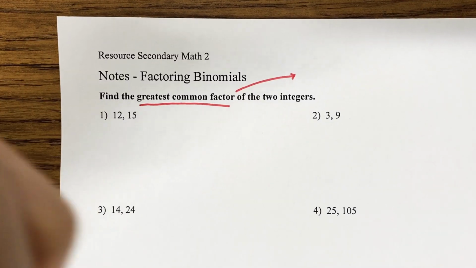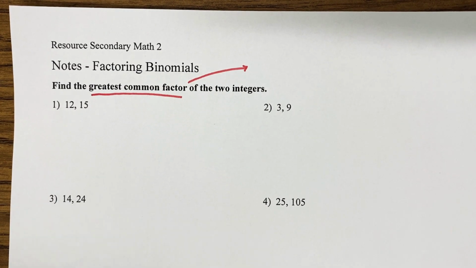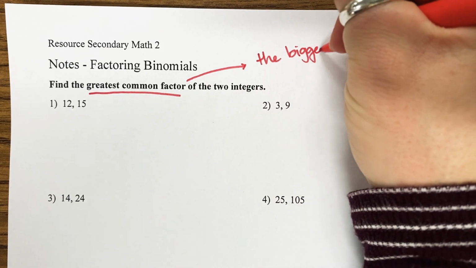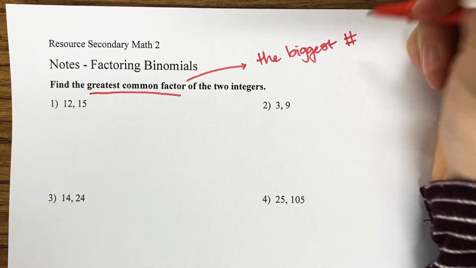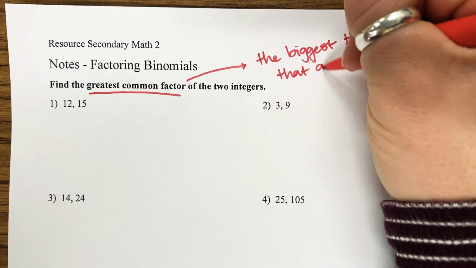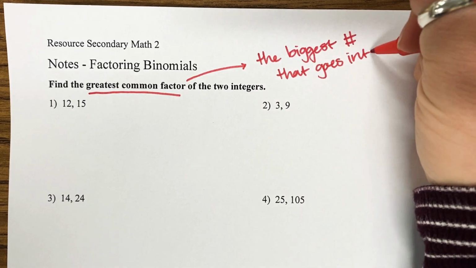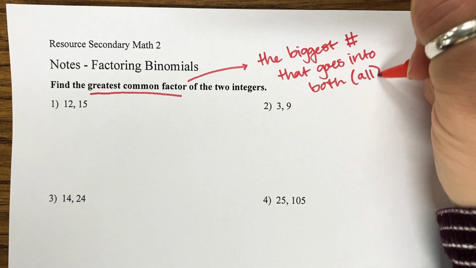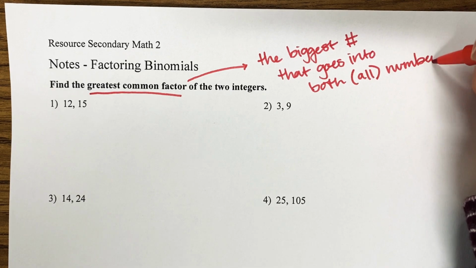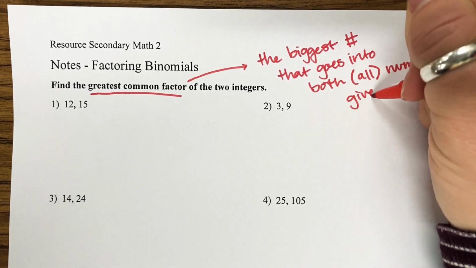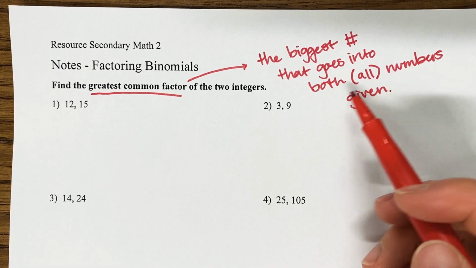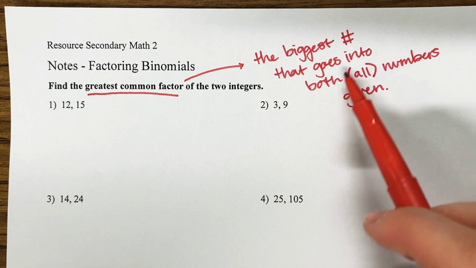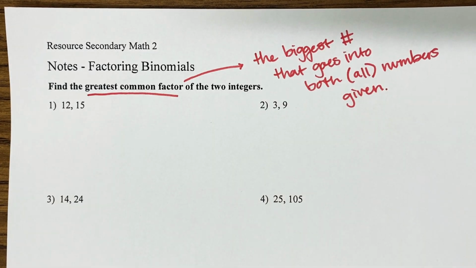I'll zoom out so you guys can see. So the greatest common factor is the biggest or greatest number that goes into both or all numbers given, because sometimes they give you more than 2. So the greatest common factor is the biggest number that goes into both or all numbers given.